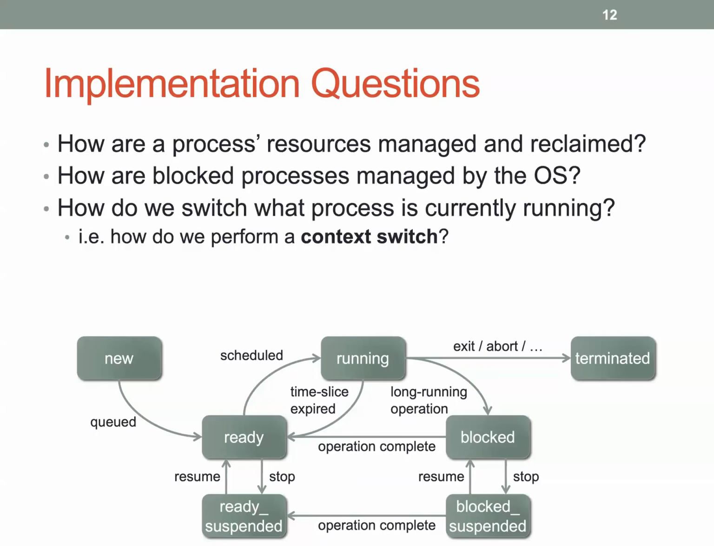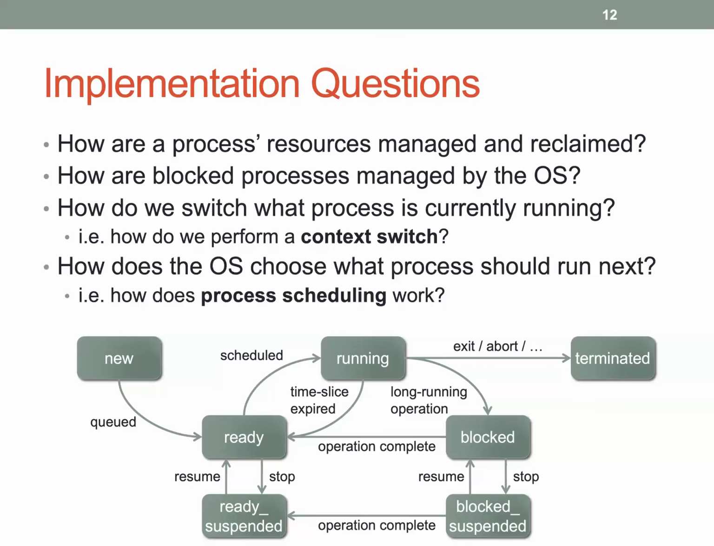How do we switch what process is currently running? Hopefully, in courses like CS124, you've heard of this concept of a context switch. I know that I've mentioned it and I've spent a little bit of time talking about it. We are going to increasingly dive into how context switches work as we get into the nitty-gritty details of OS implementation. We'll start talking about it today. And then the big question, which is how does the OS choose what process should run next? Okay, and that's the problem of process scheduling.